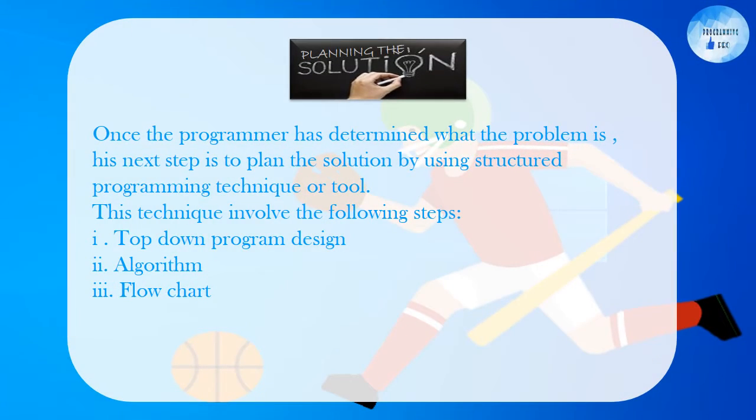Second step, which is planning the solution. Once the programmer has determined what the problem is, his next step is to plan the solution by using a structured programming technique or tool. This technique involves the following steps. 1. Top-down program design. 2. Algorithm. 3. Flow chart. Before going to the third step, we discuss these 3 steps. Top-down program design. Algorithm. Flow chart.